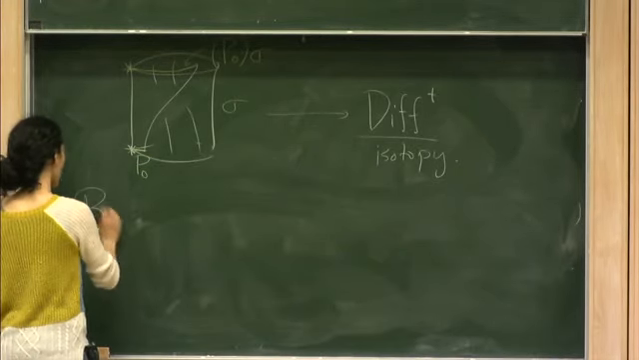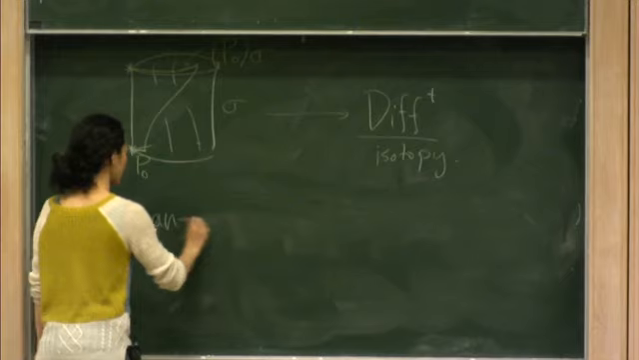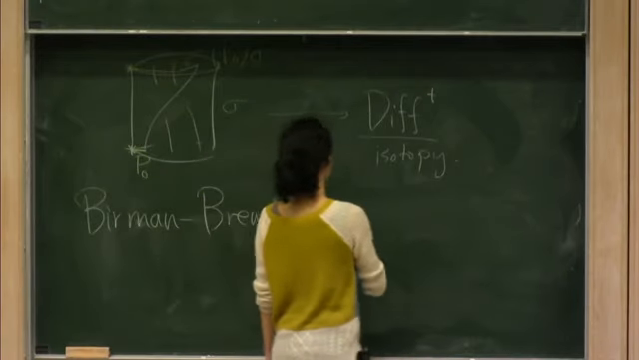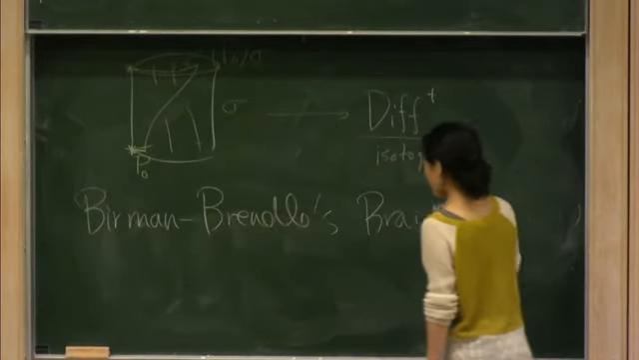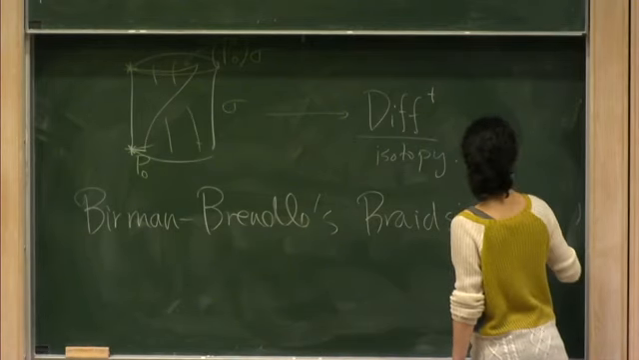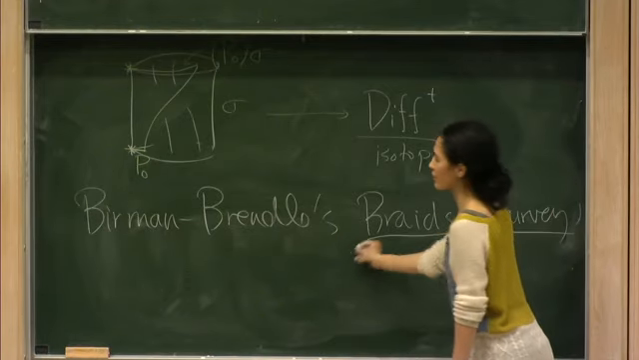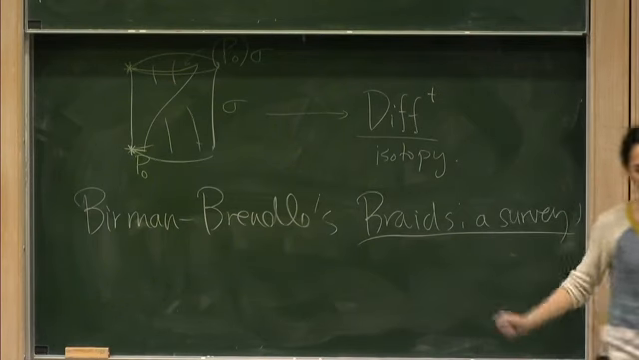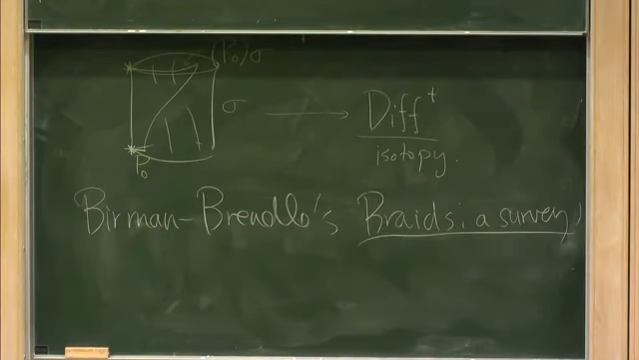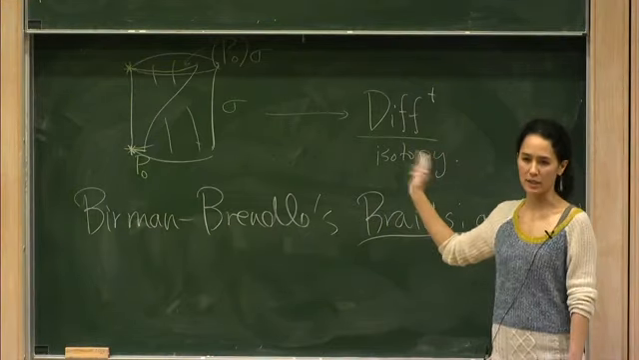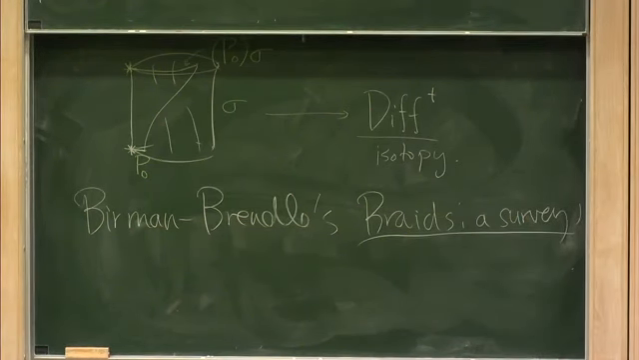And if you want to know more, I highly recommend Birman-Brendle's survey. If anyone could be said to have invented braids as mathematical objects, it's Joan Birman, and all of her writing is great on it. Pretty much everything I know about braids I've learned from this survey. It goes into detail about this correspondence between these tangles and these mapping classes.